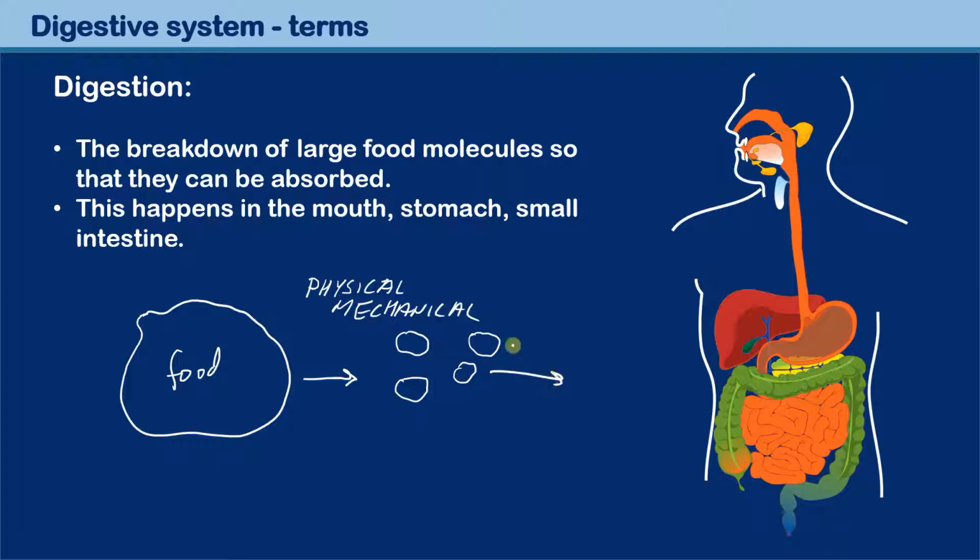And these smaller food particles now have a larger surface area, and therefore they can be more easily chemically digested into the individual nutrients that the body can absorb. And that is over here, now it's chemical digestion. So let's move on to the next term.